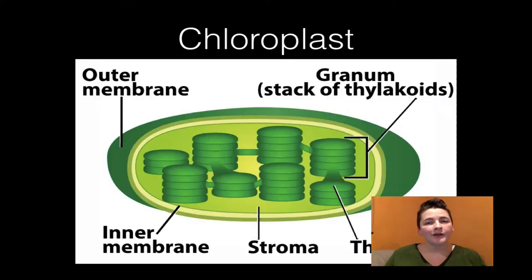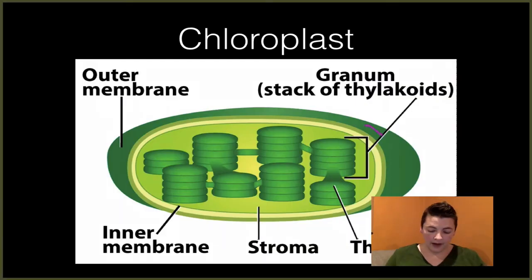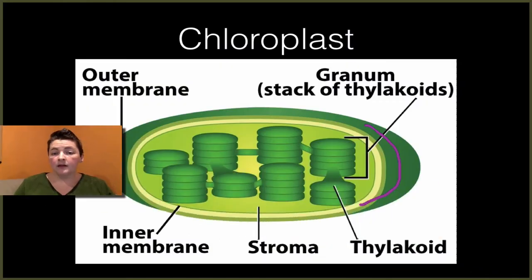If we take a look at an artist's drawing of the chloroplast, we have a couple parts that we need to know. You have the outer membrane here. The inner membrane, similar to that of the inner membrane of the mitochondria. Then there are the thylakoids. These pancakes are thylakoids. This is where the electron transport chain takes place.